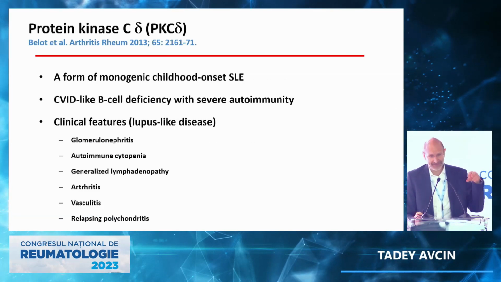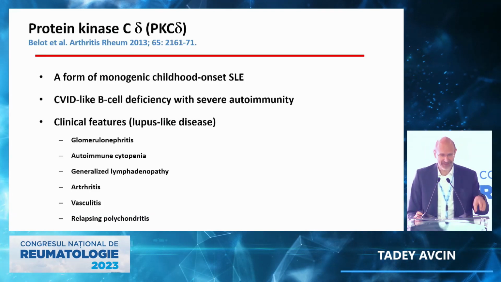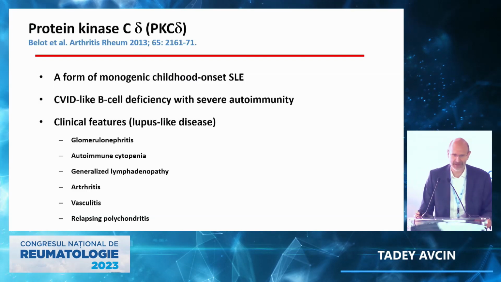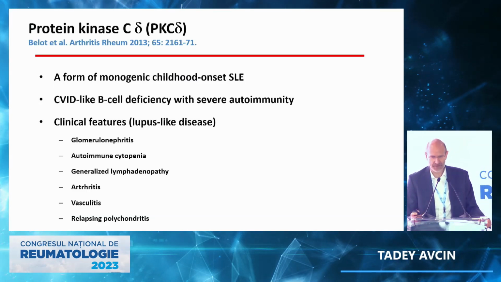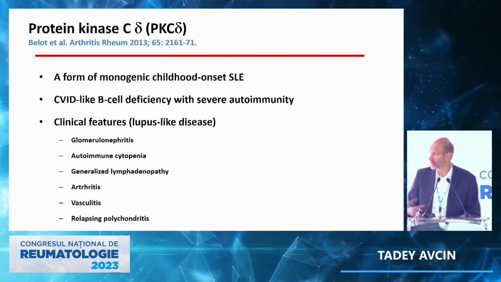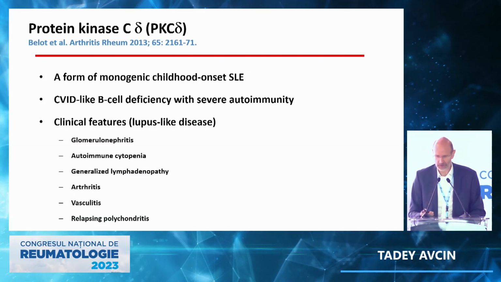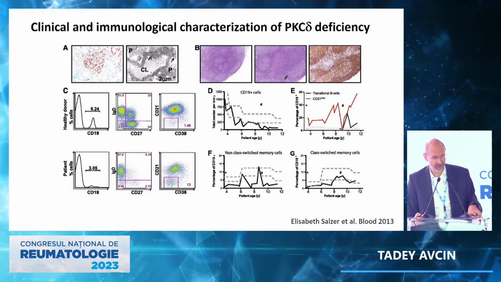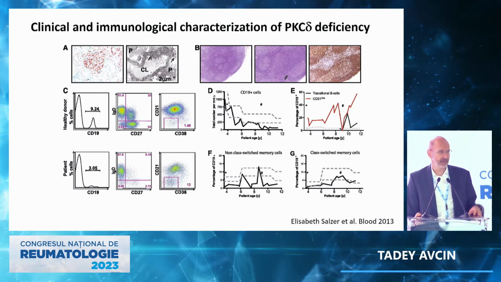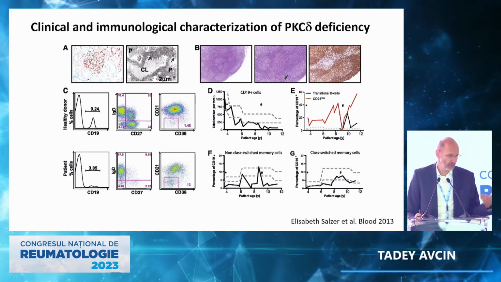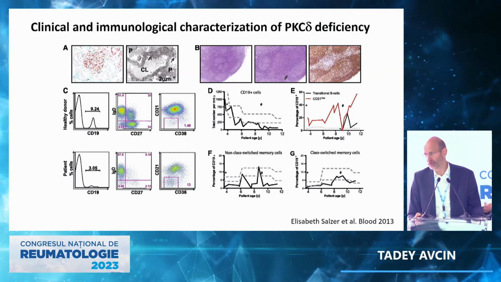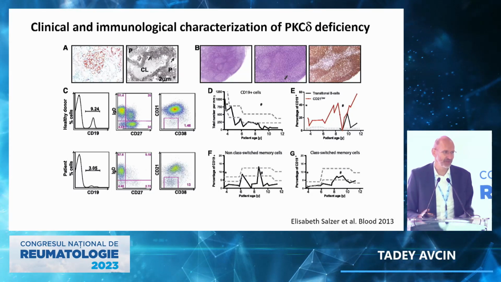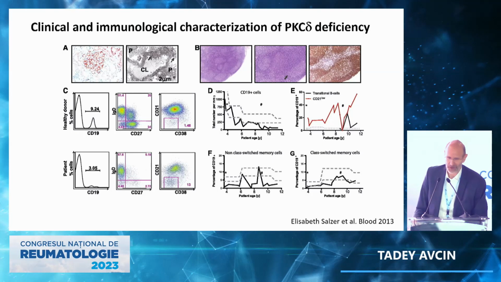It was interesting that at the same time, rheumatologists published in Arthritis and Rheumatology a monogenic defect in protein kinase C delta deficiency as a cause of monogenic SLE, and you can see the typical clinical features of lupus. And immunologists at the same time published in Blood the same genetic defect as a cause of a new monogenic variant of common variable immune deficiency, CVID, which can also cause autoimmunity. But it is showing that sometimes we just need to communicate.